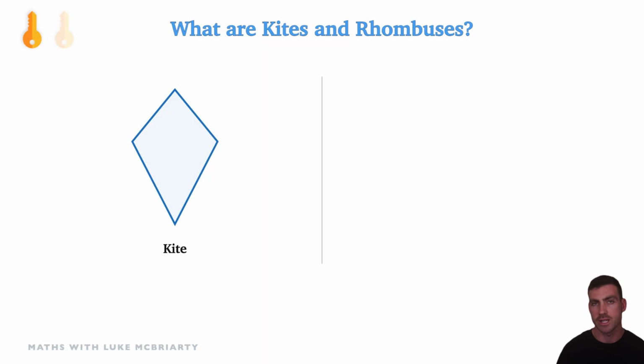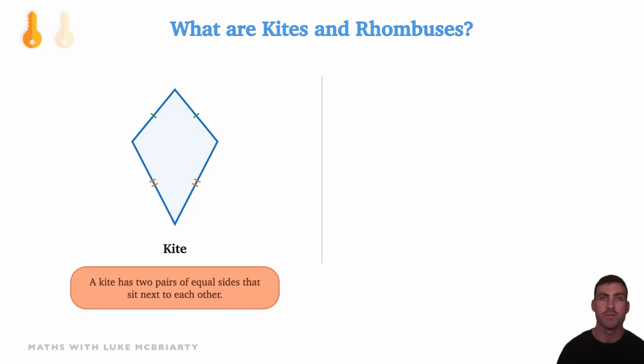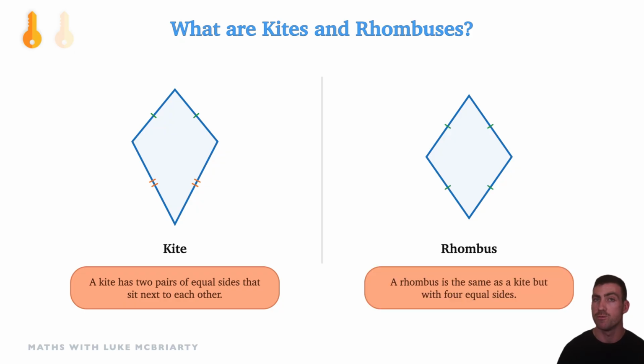This is called a kite. A kite has two pairs of equal sides that sit next to each other. This shape is called a rhombus. A rhombus has four equal sides. Now you may wonder, why are we doing two different shapes in the one lesson? Well, the kite and rhombus are very similar. They share a lot of the same properties.